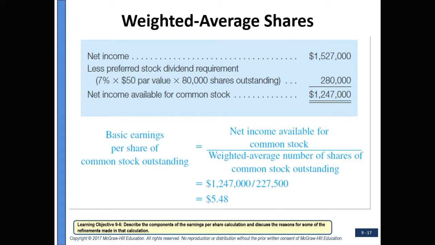For Cruisers, that's $1,247,000. We divide that by the 227,500 weighted average number of shares of common stock that were outstanding to ascertain an earnings per share of $5.48.